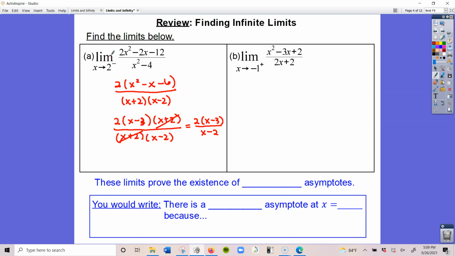Now notice here that the limit is for x approaching 2 from the left. So because this is a one-sided limit, we're going to want to plug in a number that is slightly to the left of 2. So I'm going to plug in 1.9. And remember, we're just taking note of the sign. So this would be 2 times 1.9 minus 3 over 1.9 minus 2. Now 1.9 minus 3 would give us a negative number, over 1.9 minus 2, which is also a negative number.